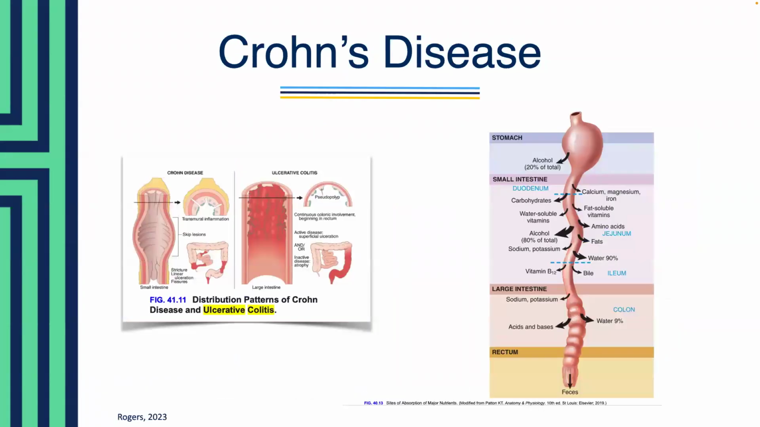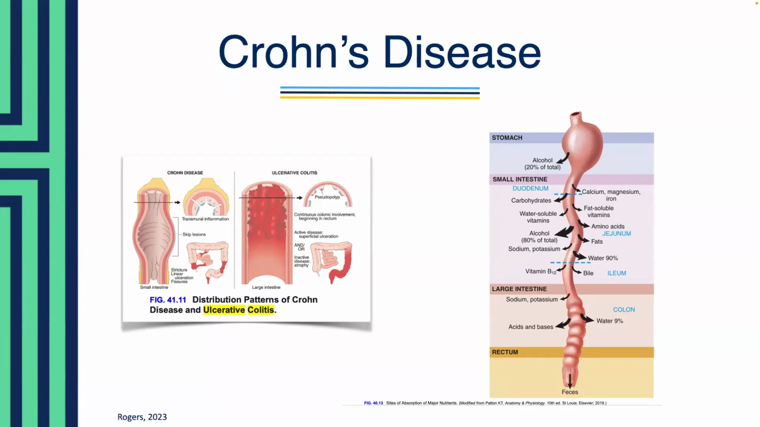All right. Next, we have an image, 40.13, shared here again, just so, again, it's a great image of the sites of absorption when you're thinking of major nutrients. And then we have figure 41.11, which shows the distribution patterns of Crohn's and ulcerative colitis, okay? So when we look at Crohn's disease, we also know it's a chronic inflammatory condition that can affect any part of the digestive system or GI tract. But most commonly, that's seen in the end of the small intestine or the ileum and beginning of the colon.